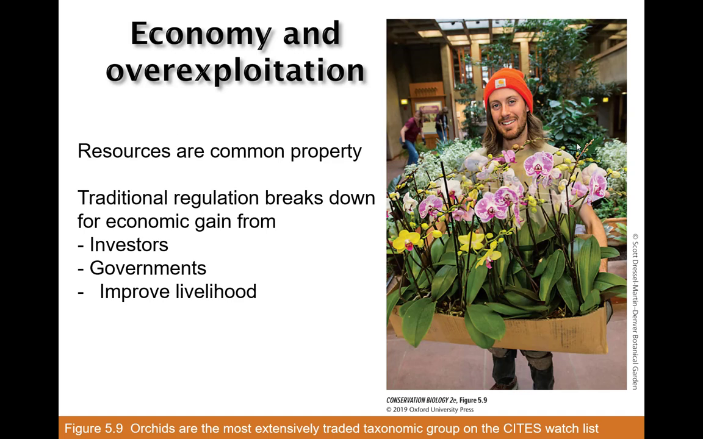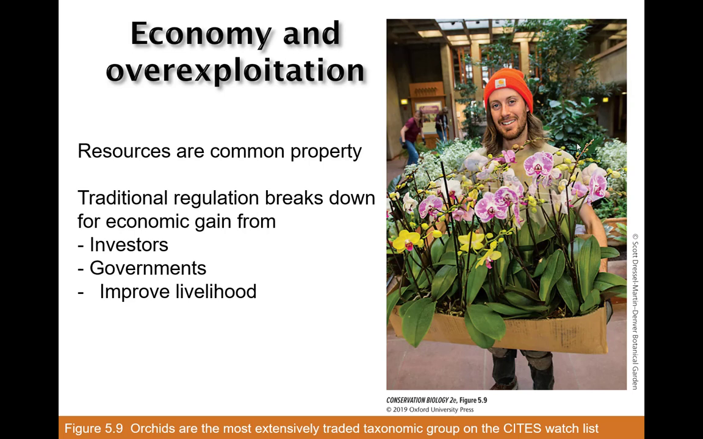Economies are directly tied to overexploitation, because in lower income developing countries, resources are considered common property, and we usually have traditional ways of regulating the use of those resources, whether it's harvest from specific areas and then moving to other areas so that you don't diminish the population too much, etc. When the wider world realizes that something has a high economic value, like orchids, investors and governments come in and start to allow, or not begin to regulate, but let the harvest of these things occur.